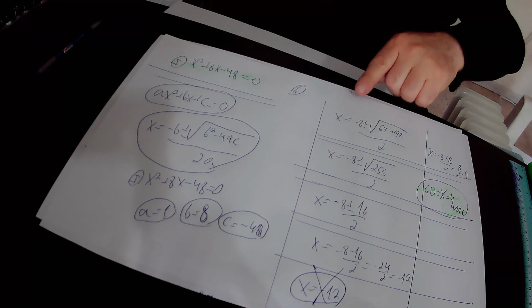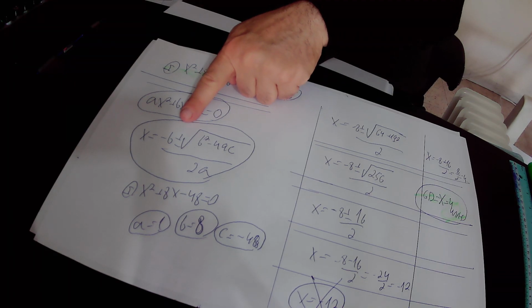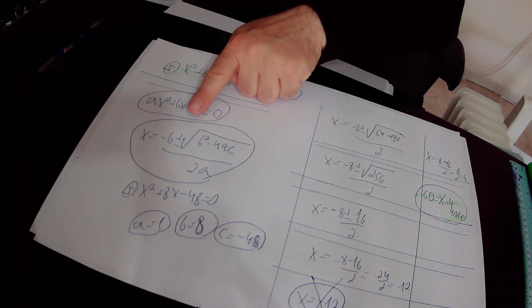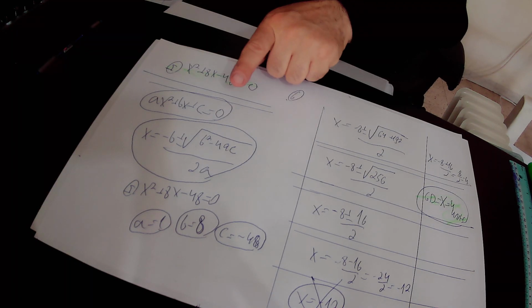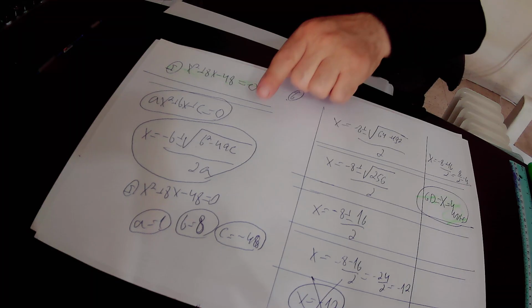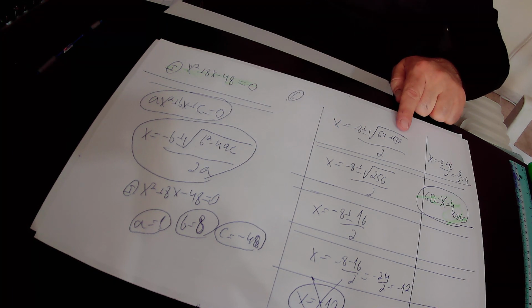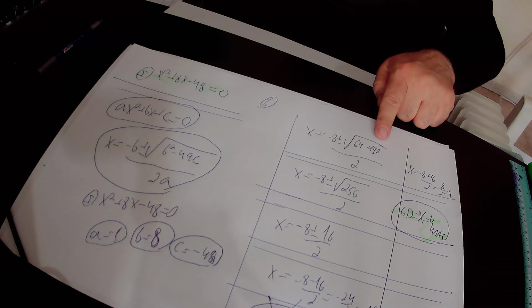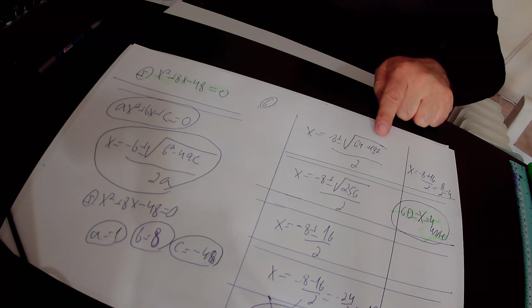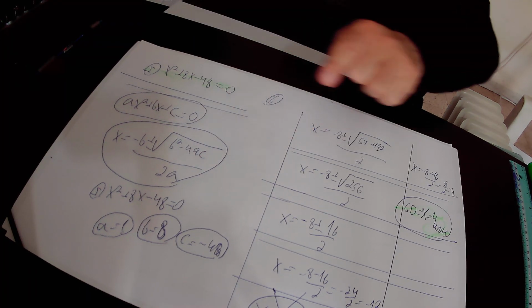We did it here, and found that x equals minus b. b is 8, therefore minus b is minus 8, plus minus square root of b squared. b is 8, therefore b squared is 8 squared, that is 64. Minus 4 times a, which is 1, so minus 4 times 1 is minus 4, times c, which is minus 48, and minus 4 times minus 48 is plus 192. So inside the root we have 64 plus 192, divided by 2a. a is 1, so 2 times a is 2 times 1, that is 2.